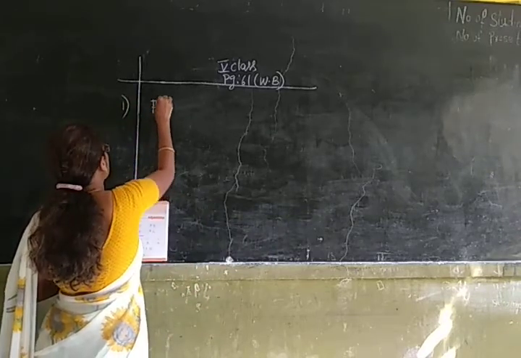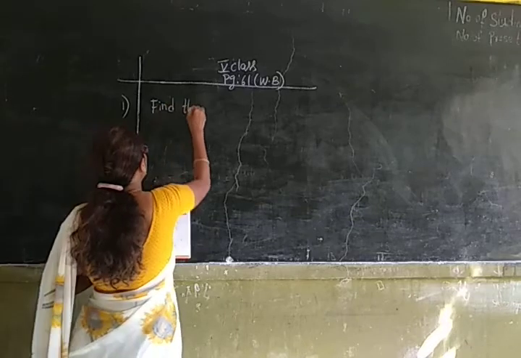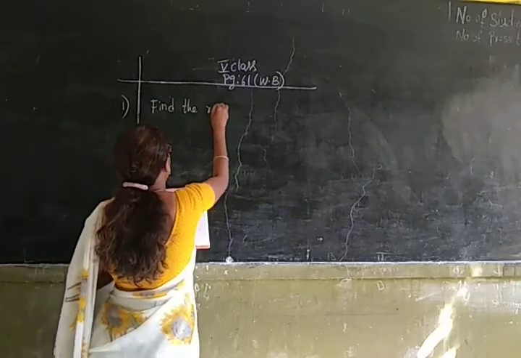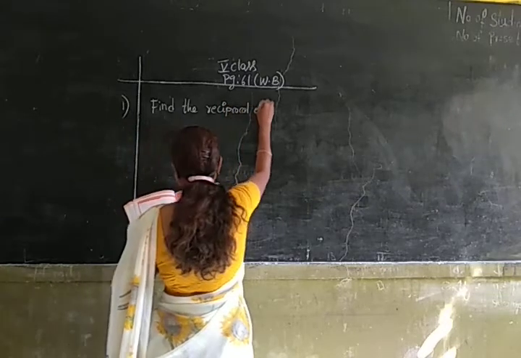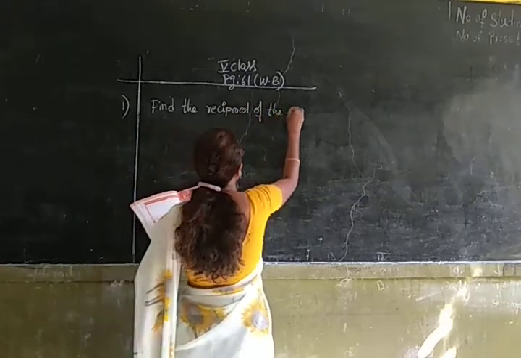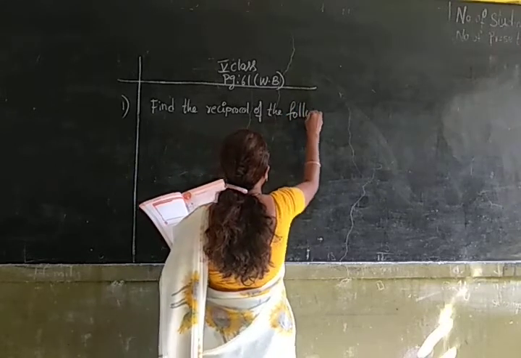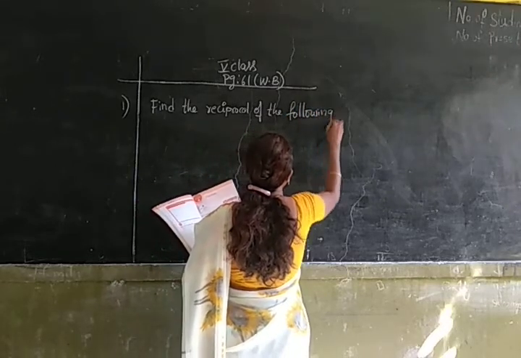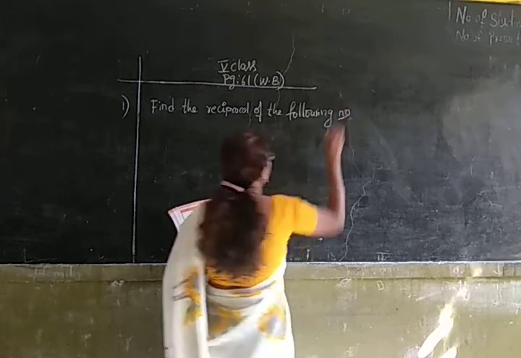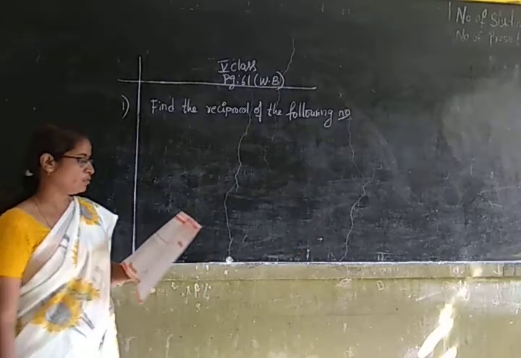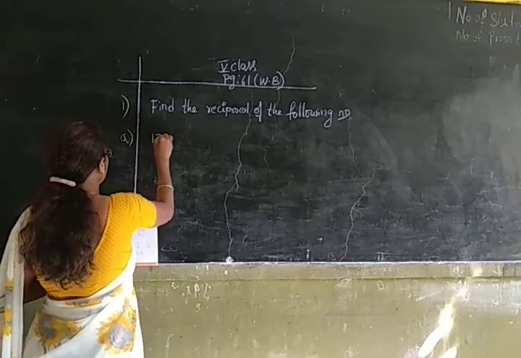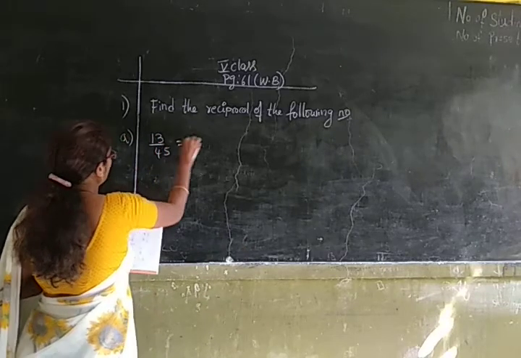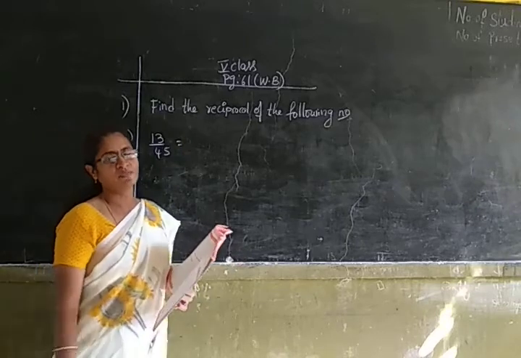The first question is, find the reciprocal of the following numbers. Write the reciprocals of the following numbers. First question, 13 by 45. Now you have to write down the reciprocal of 13 by 45.